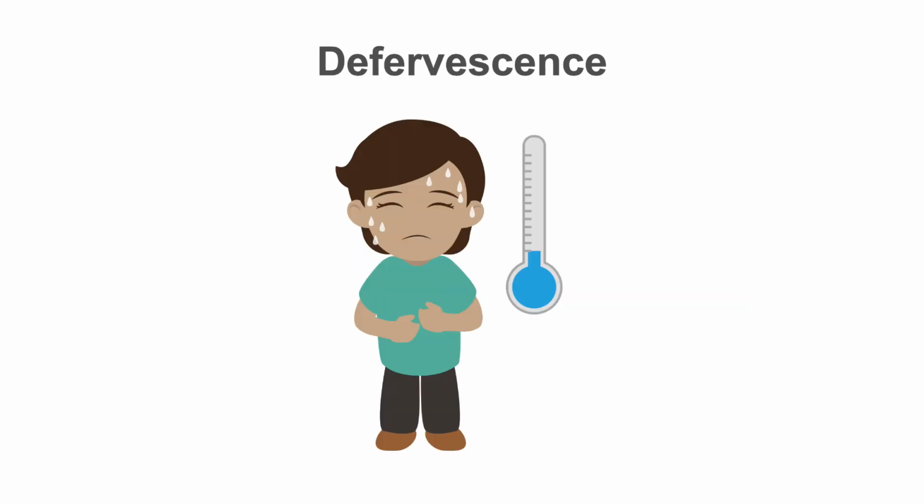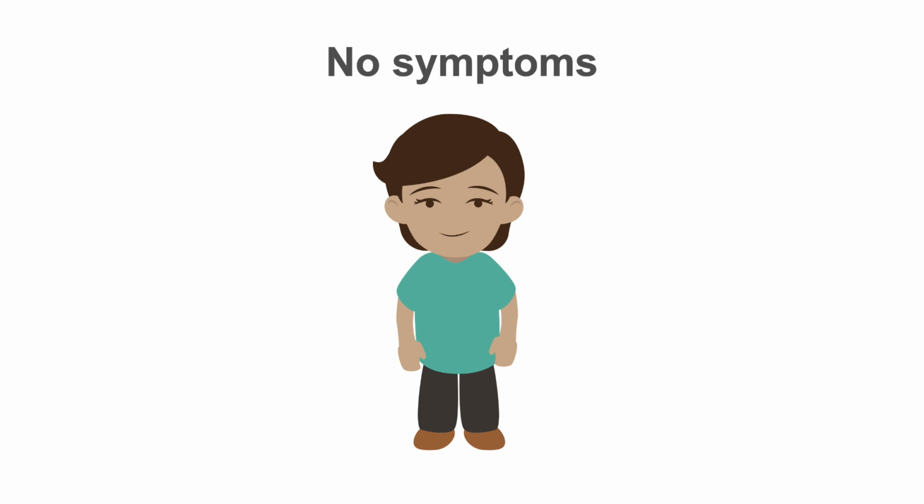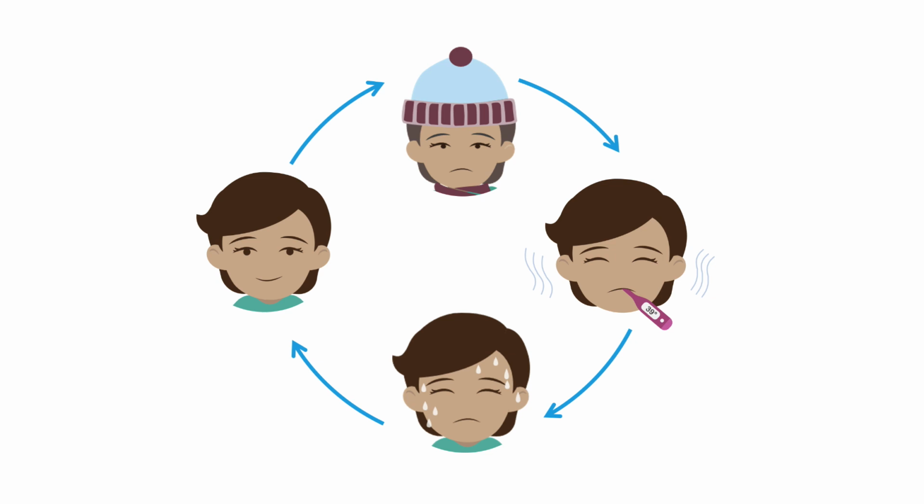After a while, as the thermostat begins to reset, the body will seek to cool itself and the patient will begin to sweat. This is known as the defervescence phase, in which patients will generally experience drenching sweats, which rapidly reduce the body temperature. And after defervescence, the patient may have no symptoms at all. And that's where we get this idea of cyclic fevers and chills.